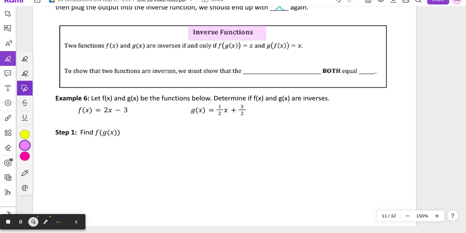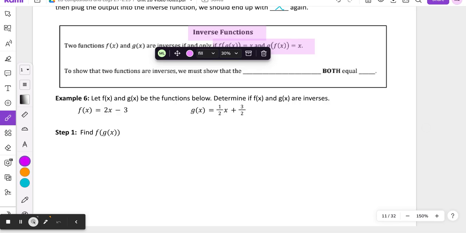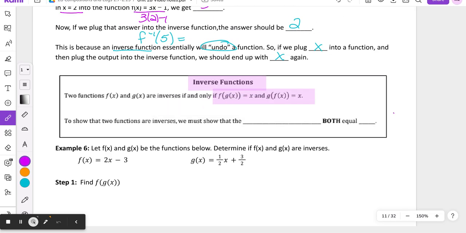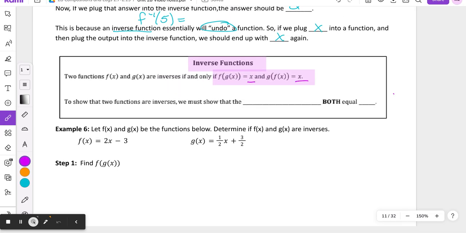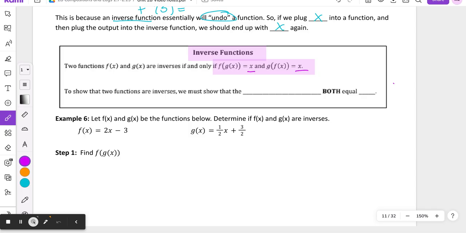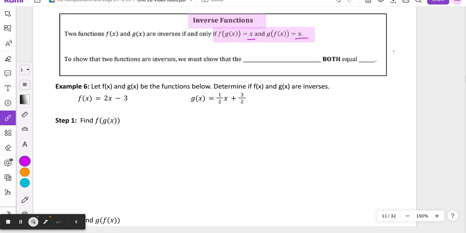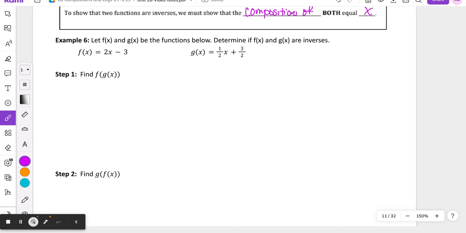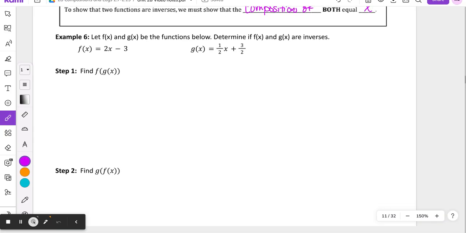Two functions g and f are inverses of each other if and only if f of g of x equals x and g of f of x equals x. That means you're plugging them into one another and they're undoing it and you're getting back that x. Okay, to show that two functions are inverses, we must show that the compositions of both come out and equal x. Some function composition here. So let f and g be functions, determine if they are inverses.